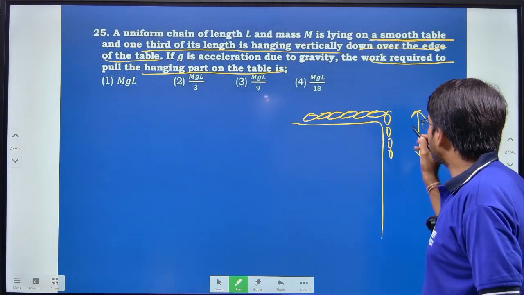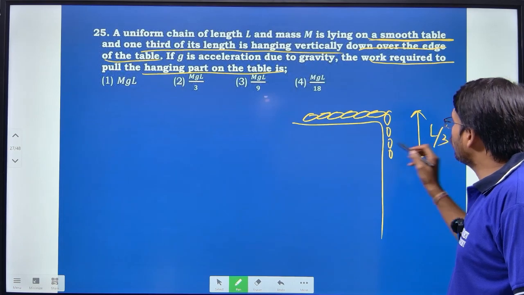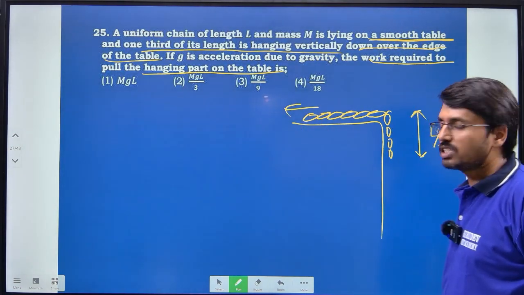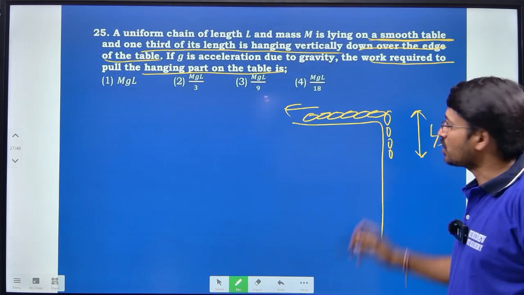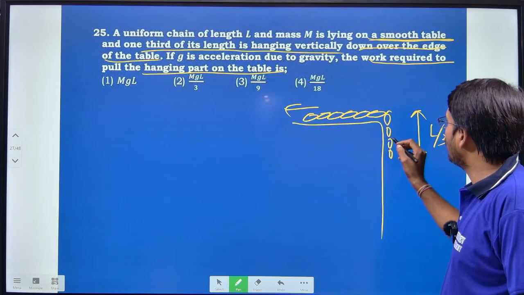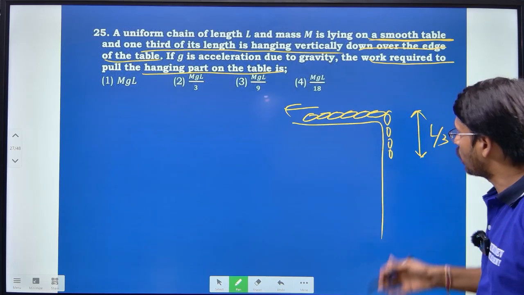If that is the case, we have to pull this particular chain so that this hanging part is on the table. If this particular part has to be on the table, we have to perform some work. So what is that particular work?